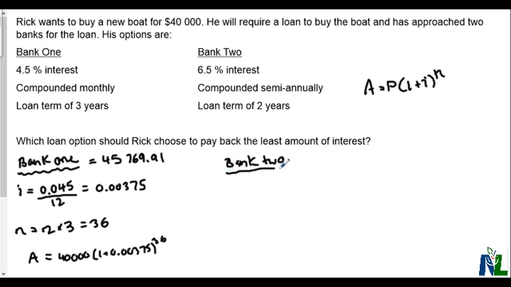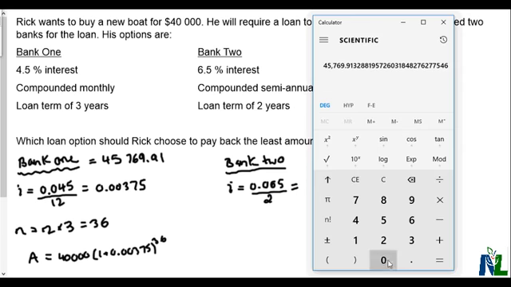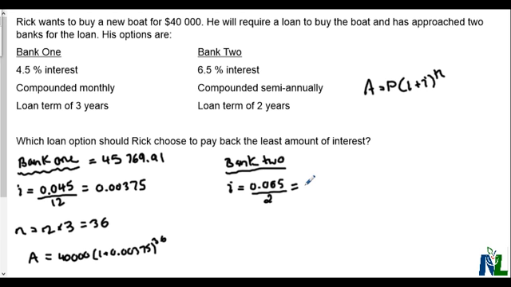For Bank 2, the I value is going to be 6.5%, so 0.065, which is higher than Bank 1. And we're compounding semi-annually, so just twice a year on this guy. So let's take that and divide it by 2. So 0.0325. And the number of times it's compounded is semi-annually for 2 years. That's 2 times a year, times 2 years, or 4.